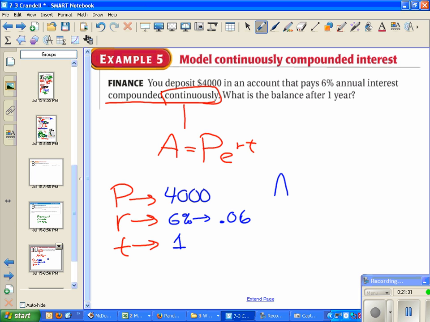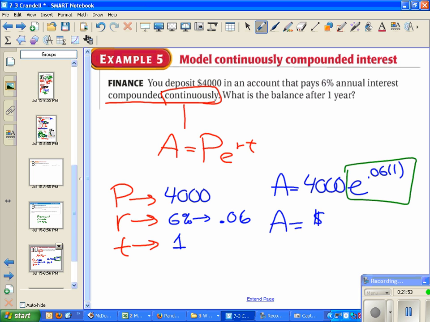And now we're going to put in our formula. So we have 4,000 times e to the 0.06 times 1. Okay. And then with order of operations, you're going to do this part first. Right? And then whatever you get, you're going to multiply that by 4,000. And so when it's all said and done, you should get $4,247.35.